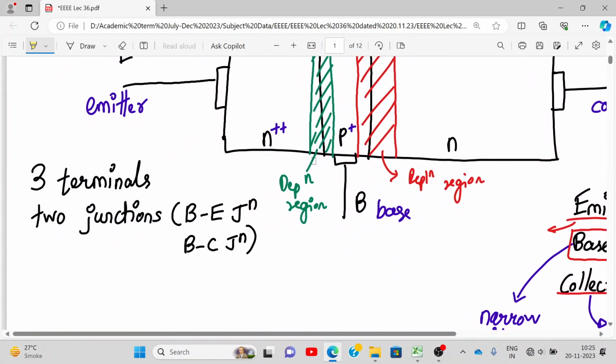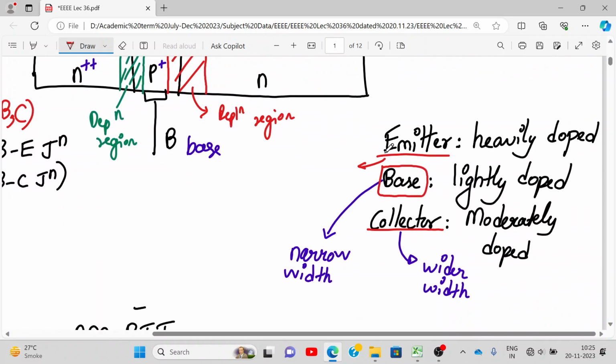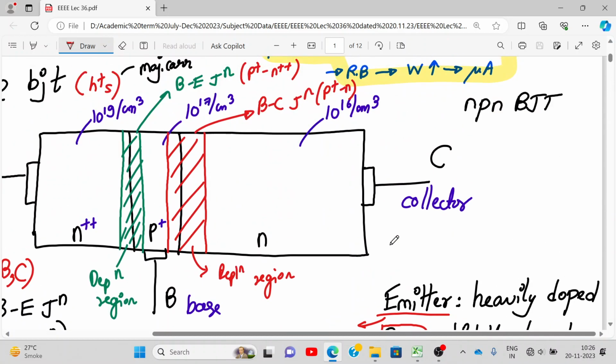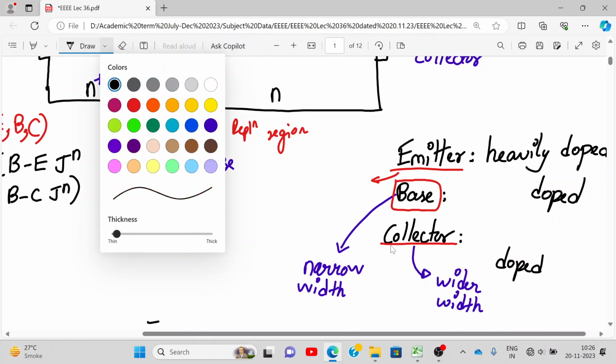All right. So right now it has three terminals and two junctions. The three terminals are named emitter, base, collector, and the two junctions are the base emitter junction and the base collector junction. These are just what I've told you. The emitter is heavily doped, the base is lightly doped, and the collector is moderately doped. Yeah, we can say that, but these are interchanged actually. This is moderately doped. Yeah, correct. It was correct. Why, I will tell you.